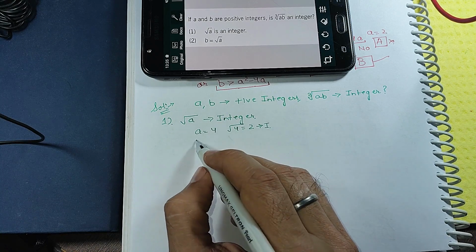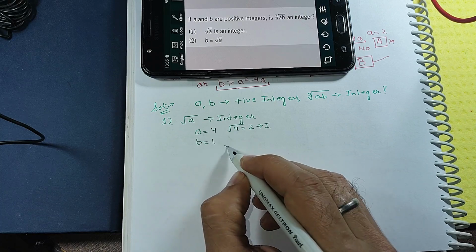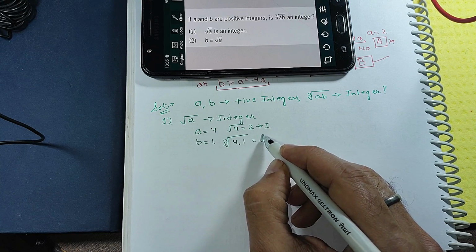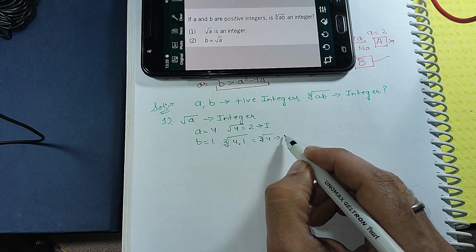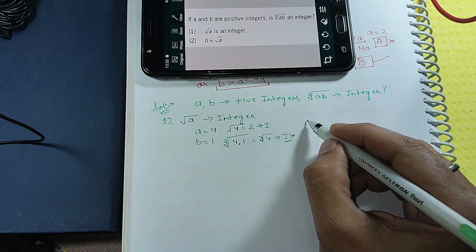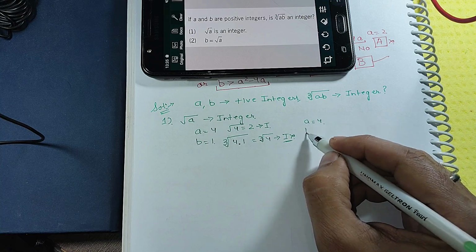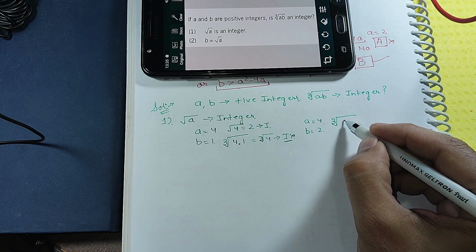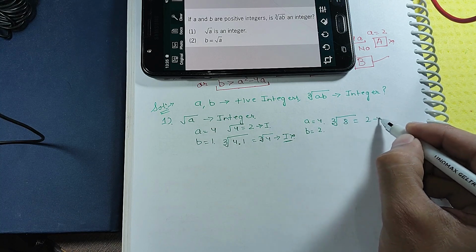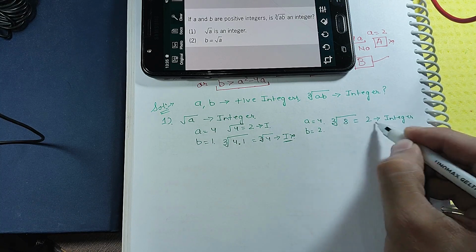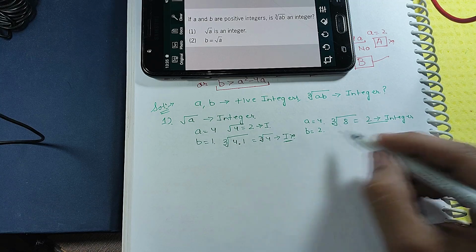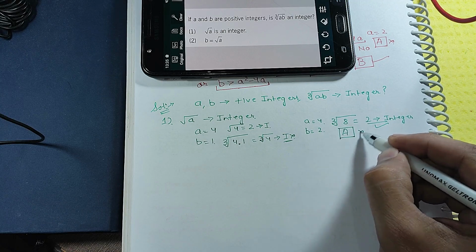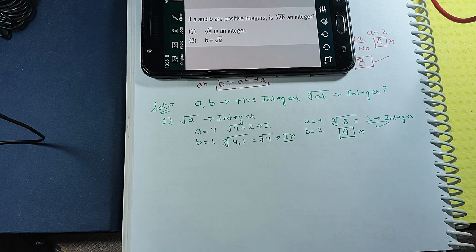Now, let us suppose the value of b to be 1. In this case, the cube root of 4·1 will be the cube root of 4, which is not an integer. Now, again, let us suppose the value of a to be 4, the value of b to be 2. In that case, the cube root of 4 multiplied by 2, which is 8, is equal to 2, which is an integer. So here it is no and here yes. So we can say that statement 1 is not sufficient to answer our question.